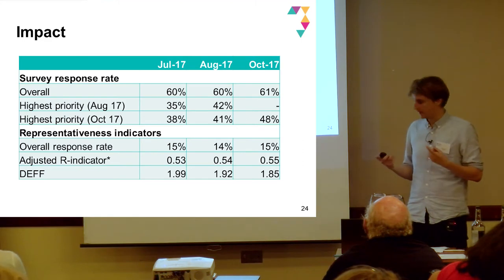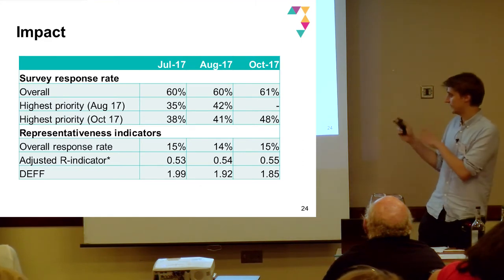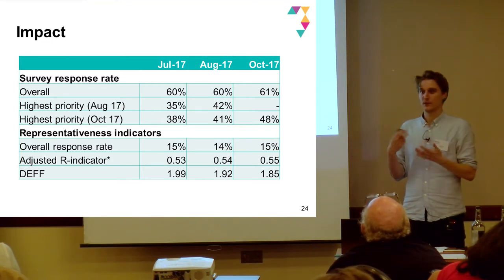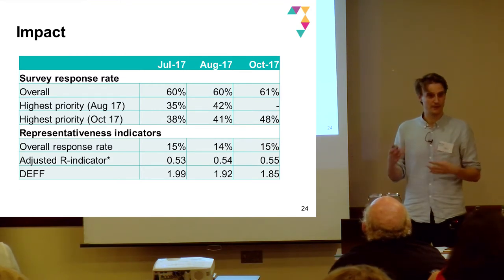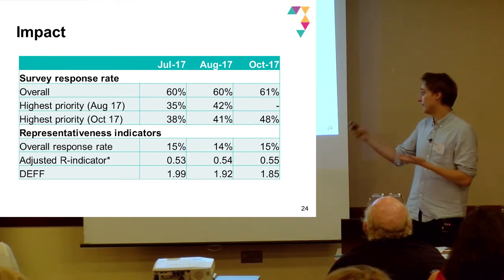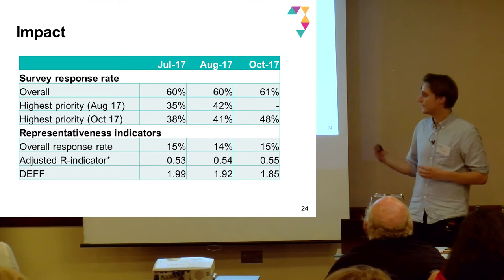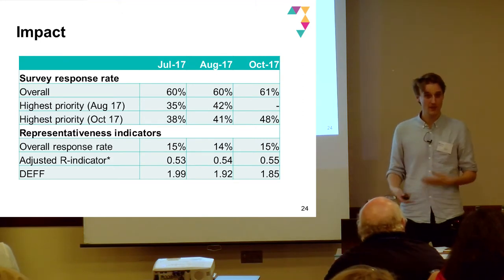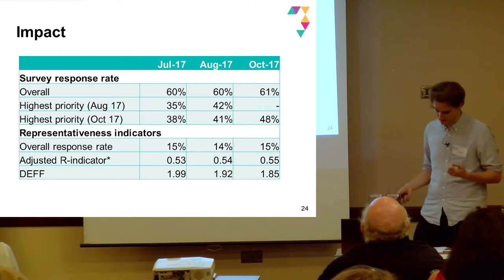But since we are developing them, I've also put an indicator of the design effects on, which is sort of equivalent to what Joel was talking about in terms of weighting efficiency earlier on. And we can see that by employing a targeted design, we're reducing the amount of work that the weights are having to do, which is indicating that we do have a more balanced sample profile.